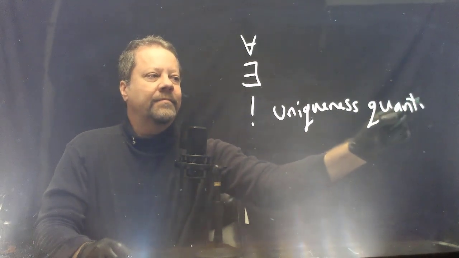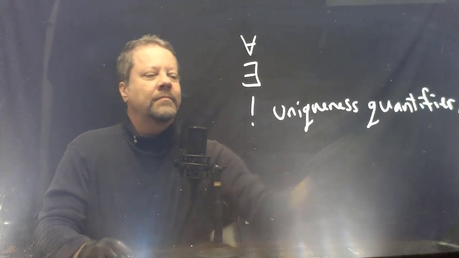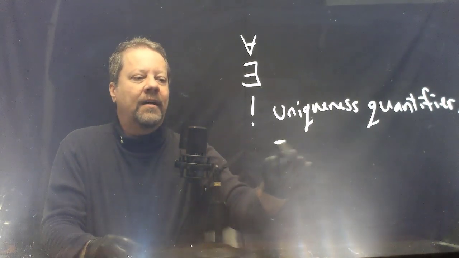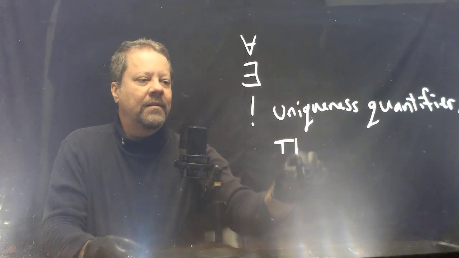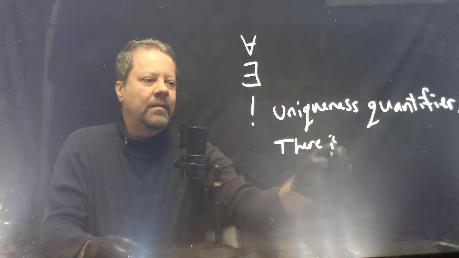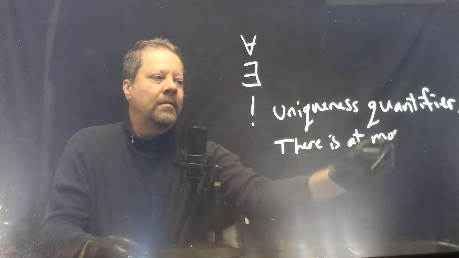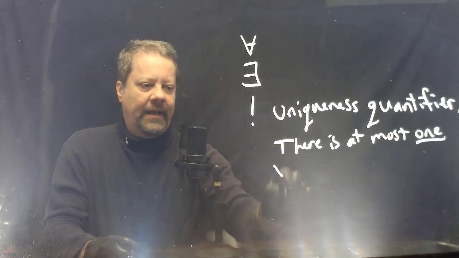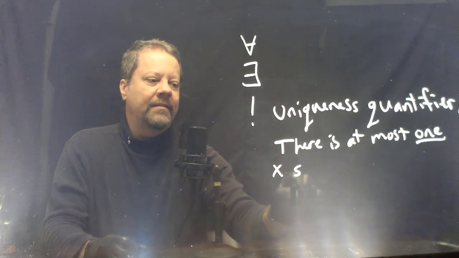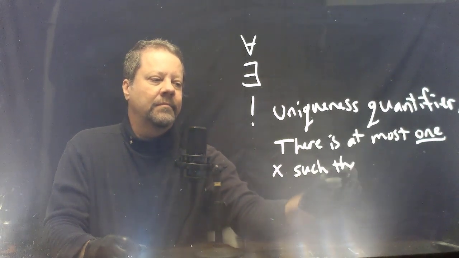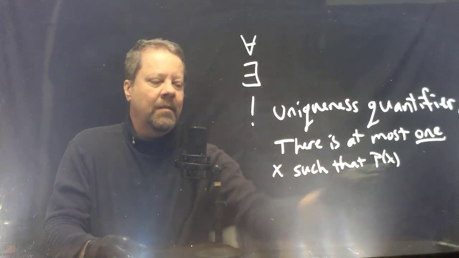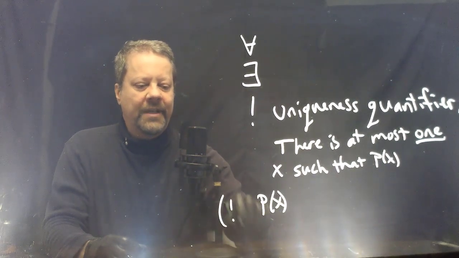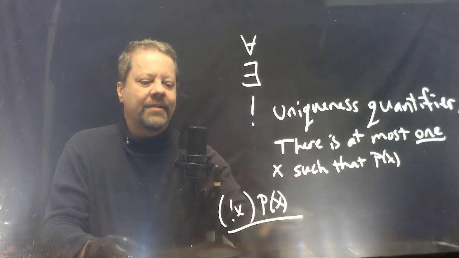So far we have the universal quantifier, the existential quantifier, and next we're going to have the uniqueness quantifier. The uniqueness quantifier means there is only one. There is at most one x such that p of x. There's a unique x such that p of x is true.